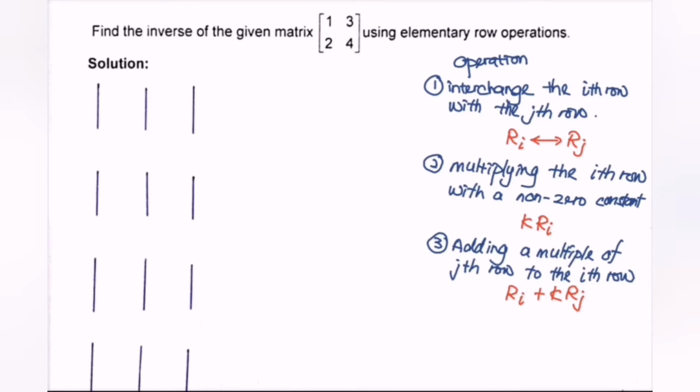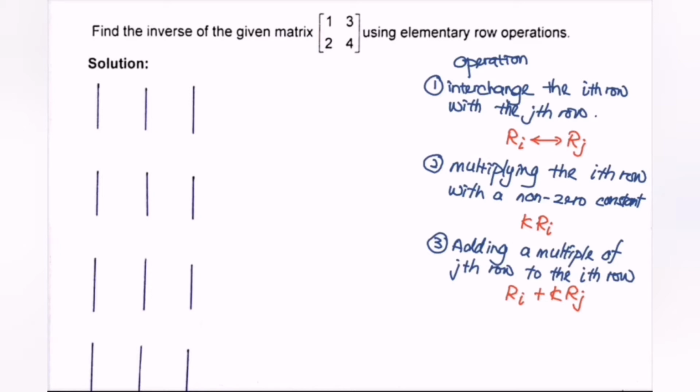In this video, I'm going to discuss the elementary row operation. Given the question, find the inverse of the given matrix, where we have the 2 times 2 matrix 1, 3, 2 and 4, by using the elementary row operation. Before we start our solution, let's look at the operations on the right hand side.